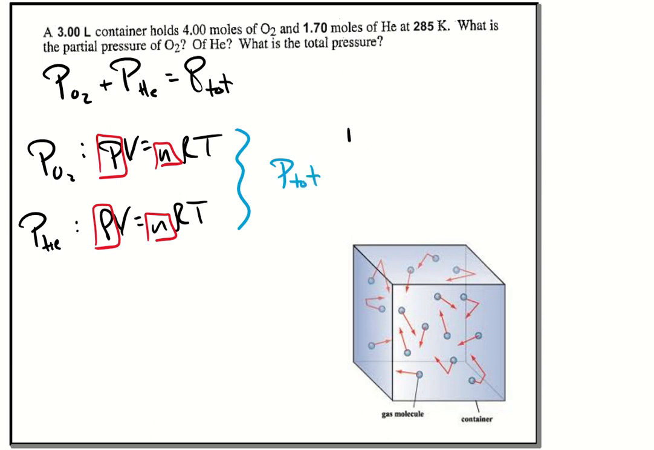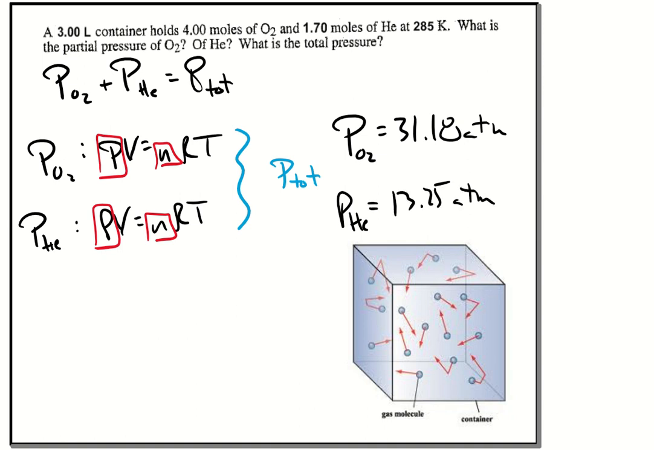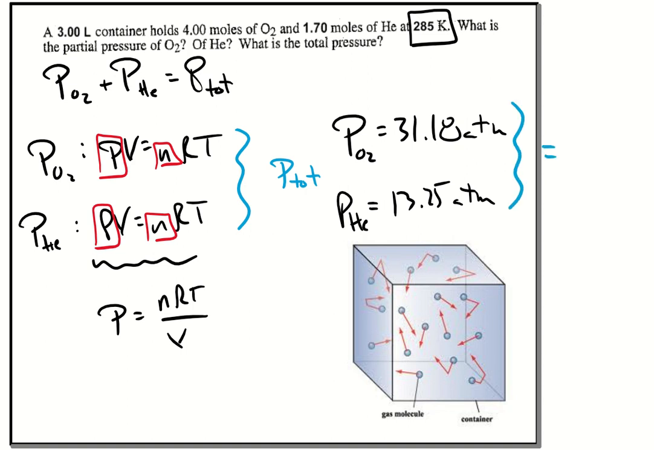When I set these equations up, my math gives me a pressure of oxygen equal to 31.18 atmospheres and a pressure of helium equal to 13.25 atmospheres. Again, I was using the ideal gas law and rearranging to solve for pressure. My temperature is already in Kelvin, so I didn't need to convert there. And lastly, to solve for the total pressure, I will sum those two partial pressures and get a total pressure of 44.43 atmospheres. That is a lot of pressure.